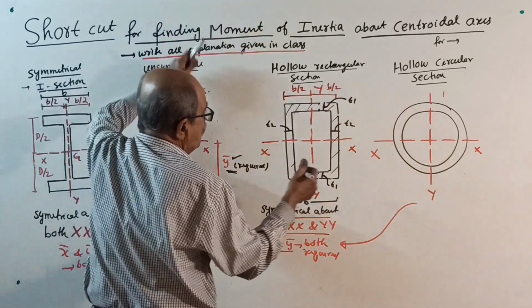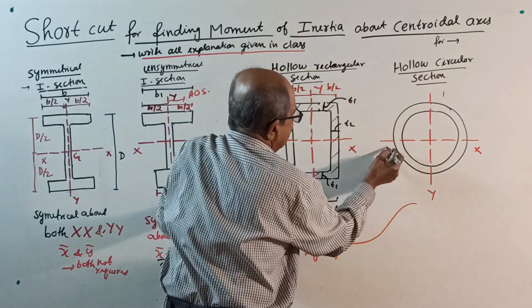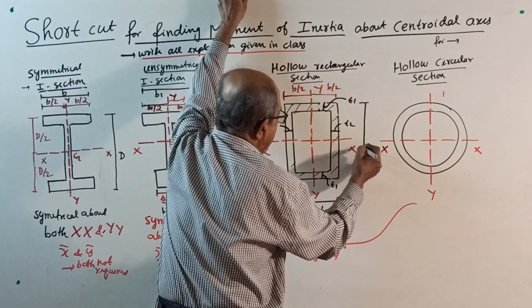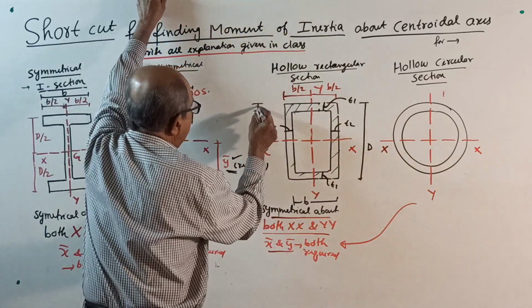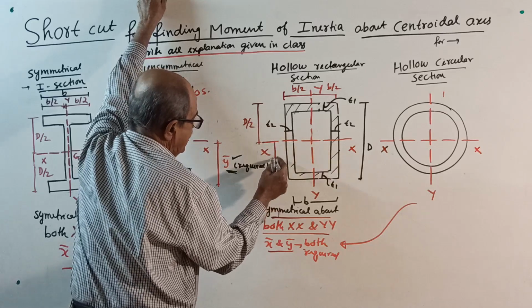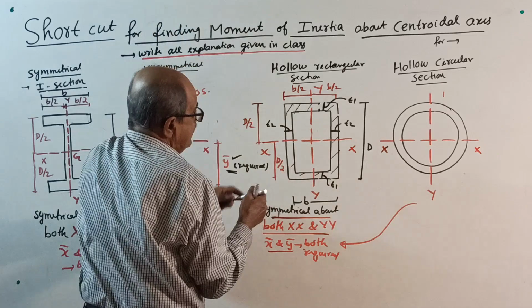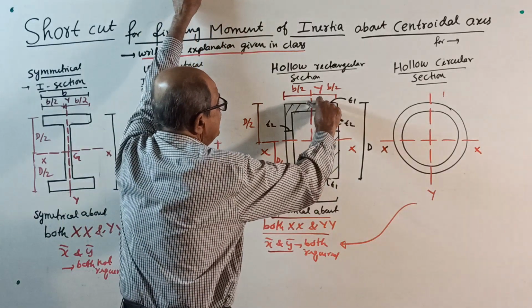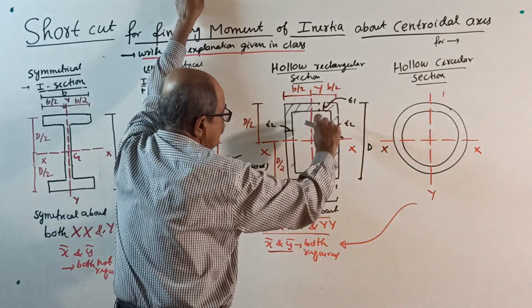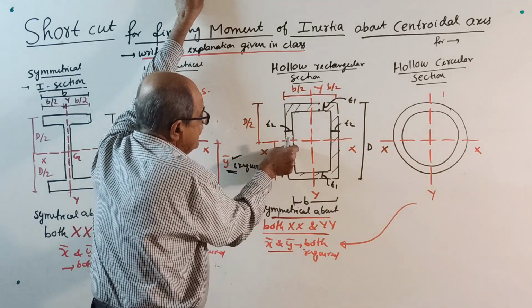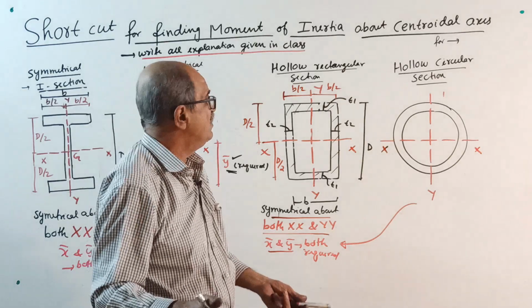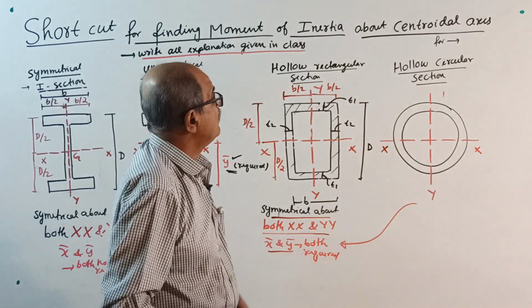And if the total depth is D, this all you have to mark neatly. If the total depth is D, both will be equal to D by 2, D by 2. There is no rule that this thickness should be equal to this thickness. Symmetry means this thickness should be equal to this thickness. Sometimes they can give all the same thickness. Okay, well and good. Again, x bar, y bar not required.